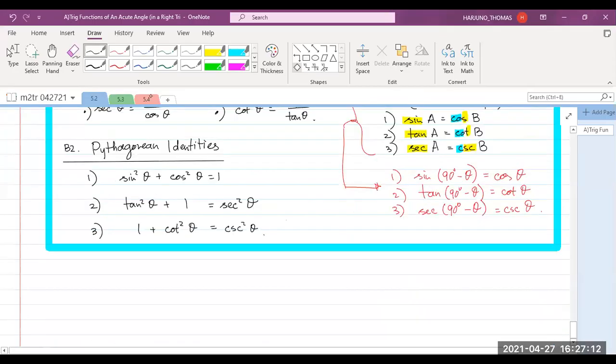Okay, let's start. I will prove these identities. B1, I don't prove that anymore. That's just definition. So nothing to prove. How about B2? Let me start with B21. That is sine squared theta plus cosine squared theta equals to 1. That's the proof.